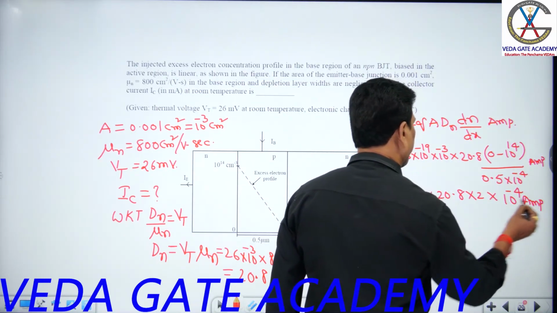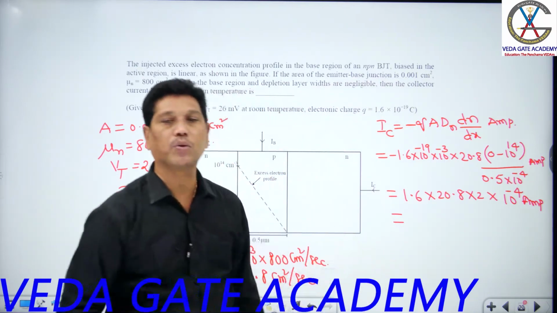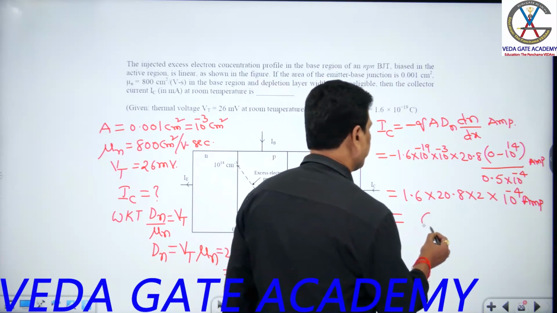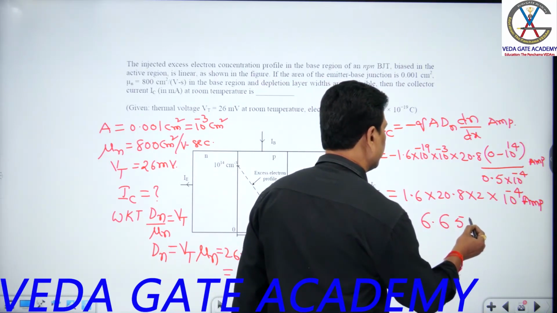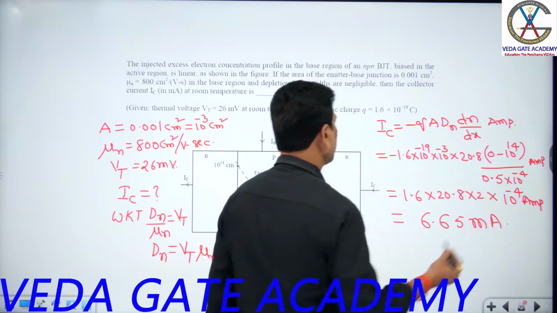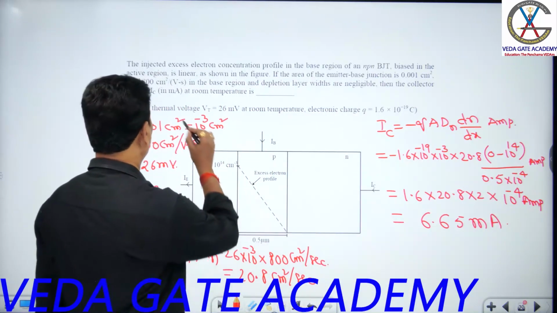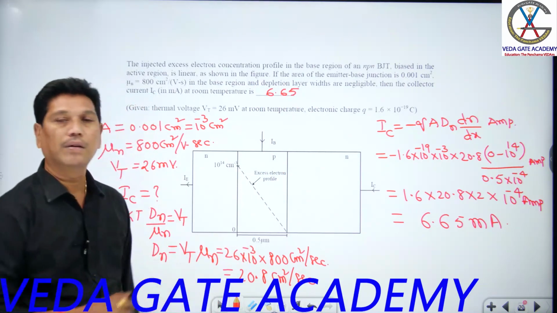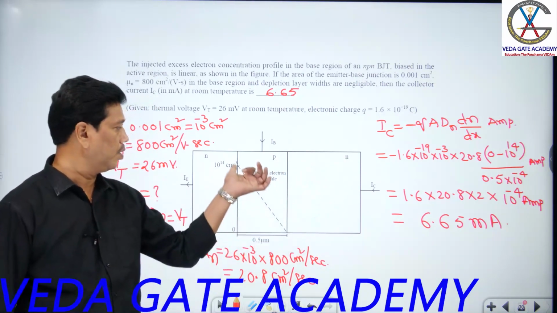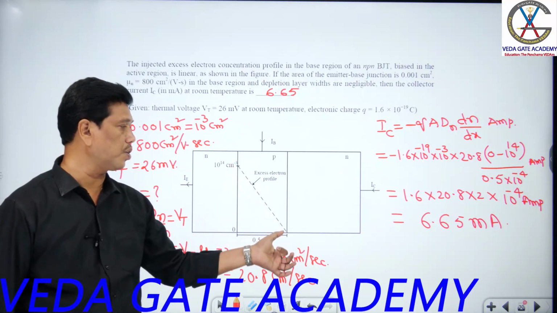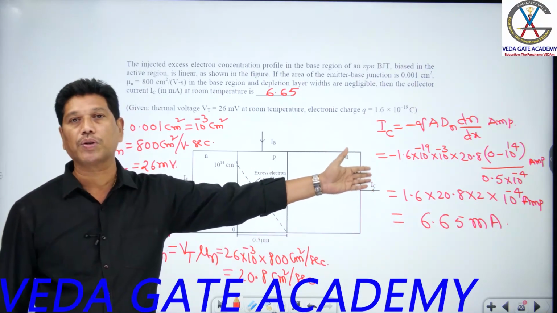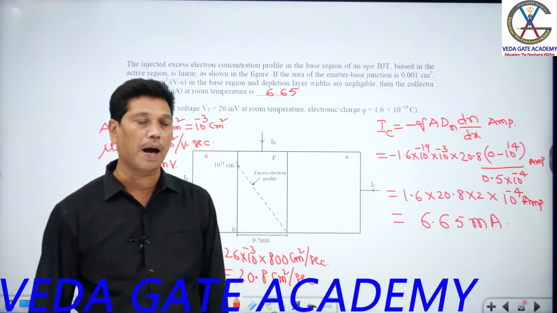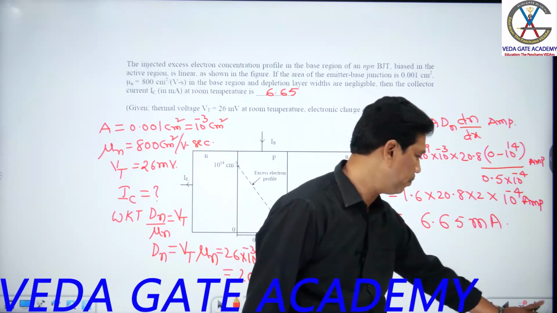If I simplify this, it becomes around 6.65 milliampere, students. This value may come around 6.65 milliampere. So the answer for this one is around 6.65 milliampere. Okay, and you were asked for the collector current. Using this profile, the variation of electron density is given. Using the diffusion current equation, you get the corresponding value, around 6.65 milliampere. Okay, check out the next question now.